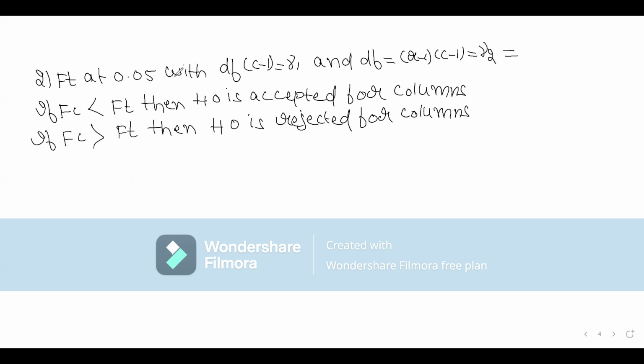Then similarly for the columns also. FT at 0.05 with the degrees of freedom mu1 and mu2. You find this value from the F table. Then compare FC, the calculated value for the columns, with the table value of F. If FC is smaller than FT, then H0 is accepted for columns. And if FC is greater than FT, then H0 is rejected for columns. Okay.